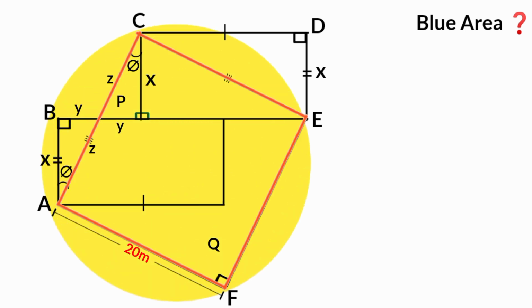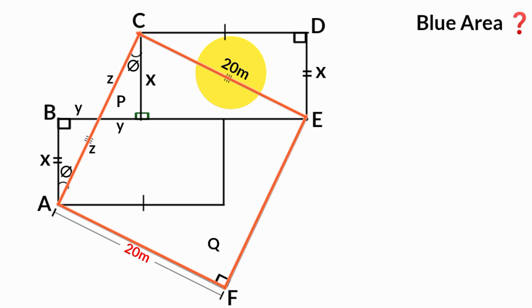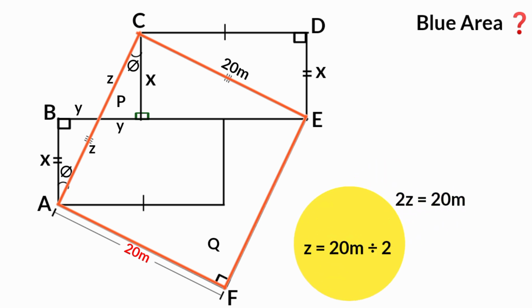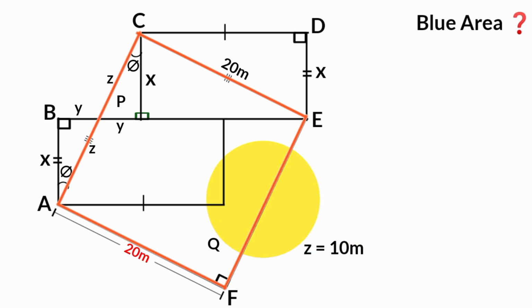Now from this square-shaped quadrilateral, since this side is 20 meters, this and this must also be 20 meters. But we have this side divided into z and z. That is, z plus z equal to 20 meters. Z plus z is 2z. So from 2z equal to 20 meters, z will be equal to 20 meters divided by 2, which is 10 meters. So z equal to 10 meters.